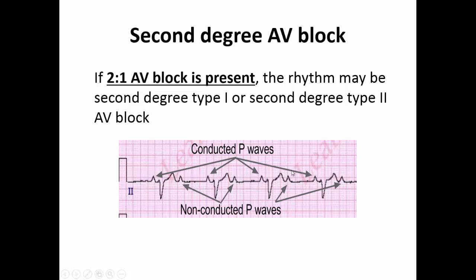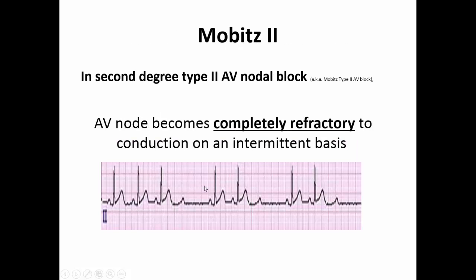In this particular one, every other P wave is conducted. In Mobitz 2, that means your PR interval is actually pretty normal and doesn't appear to change in your beats, but then every now and then there's a P wave with no QRS. So that's Mobitz type 2. So the PR is the same here as it is here. Then there's a P wave with no QRS.